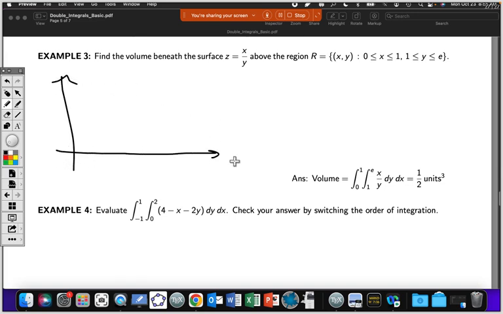Typically, my advice when given a volume problem is to first either sketch the solid or sketch the region. Here they tell us what the region is. It's a nice friendly rectangle. X is going from 0 to 1. Y is going from 1 to e. So there's our rectangle there.